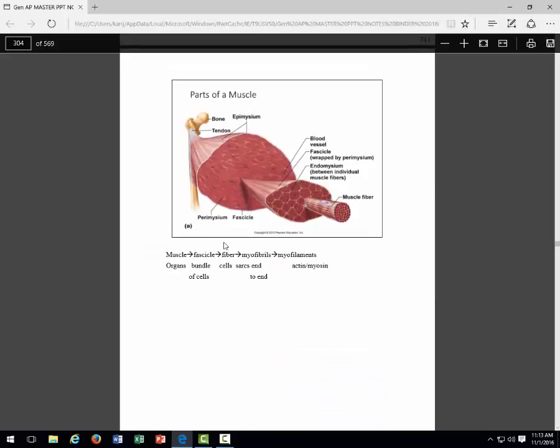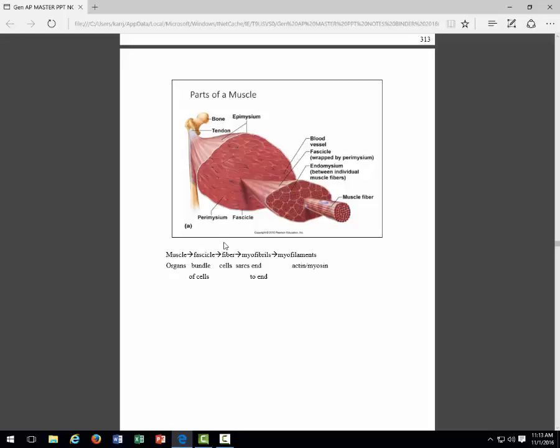So looking at the parts of a muscle, starting from the outside in, the whole muscle is attached to bone via this connective tissue covering. This connective tissue covering is part of the tendon. So the tendon is where there's no muscle tissue. It's just the band of connective tissue. Remember, it's that dense regular collagenous tissue.